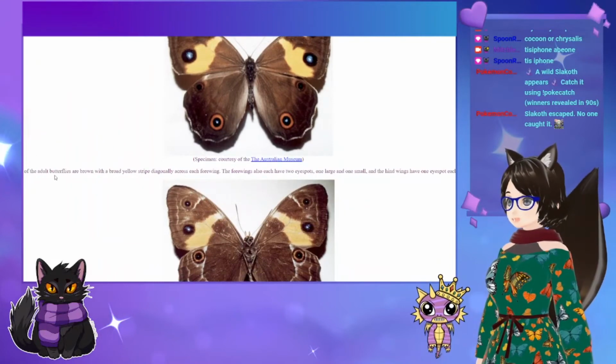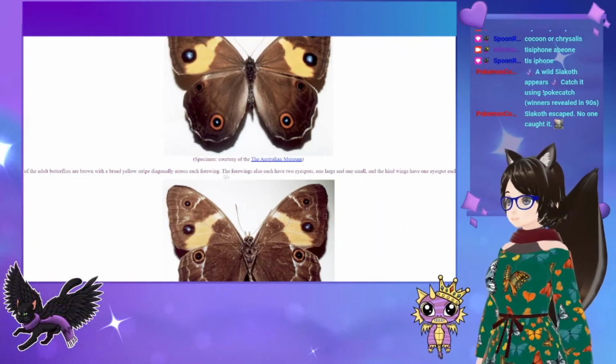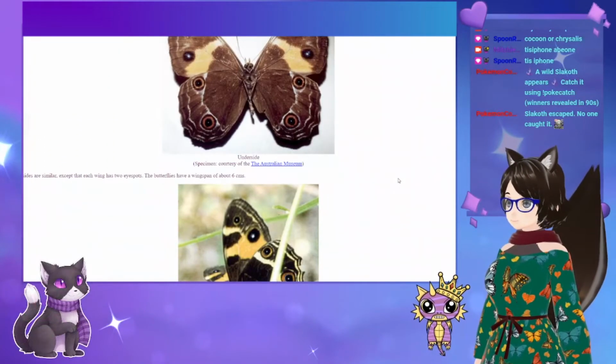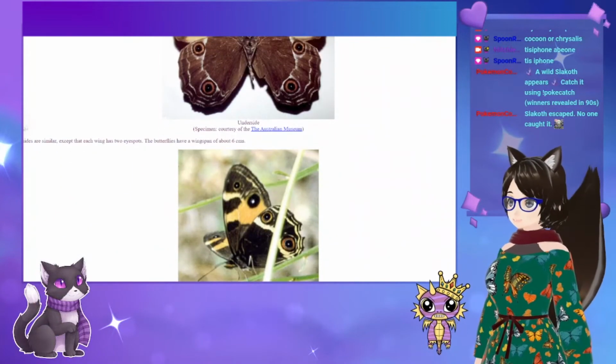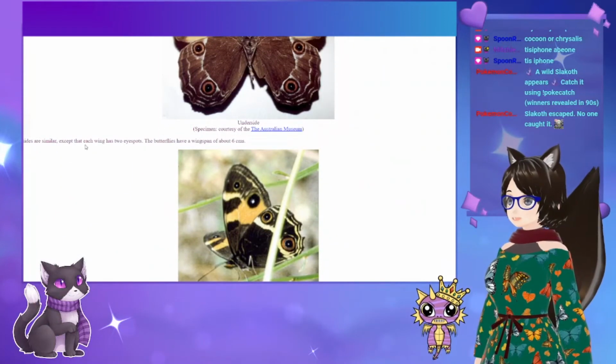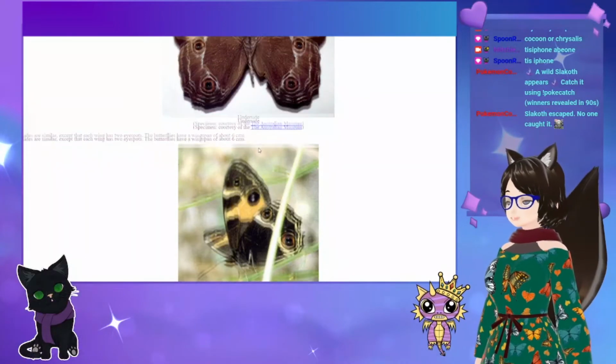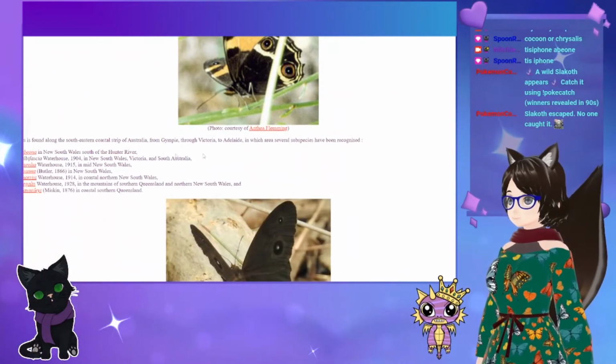The wings of the adult butterflies are brown with a broad yellow stripe diagonally across the forewing. The forewings also each have 2 eye spots, one large and one small, and the hind wings have 1 eye spot each. And here we have the underside of it. The underside is similar, except each wing has 2 eye spots. The butterflies have a wingspan of about 6 centimeters.